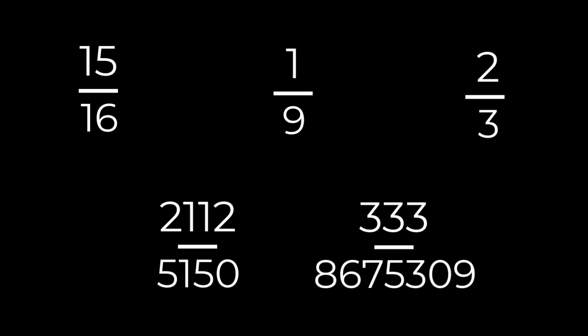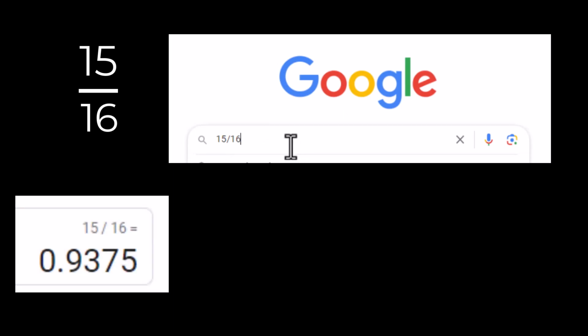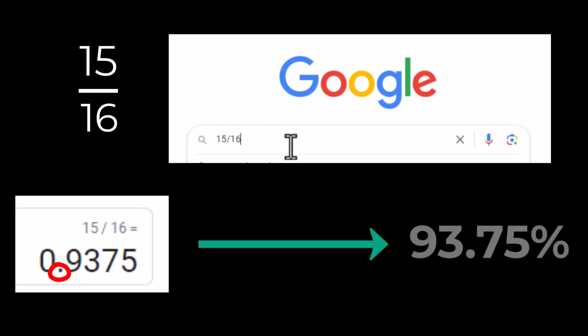Okay, we're back. All right, let's start with 15/16. I'll start by using my favorite calculator to do 15 divided by 16. Google very helpfully tells me that that is equal to 0.9375, but you have to know that that is per one. So to make it percent, we take that decimal and move it 2 places to the right. And there you have it. 15/16 is 93.75%.